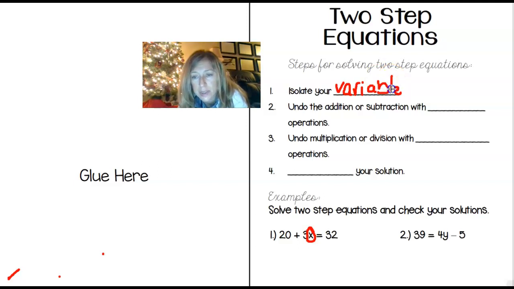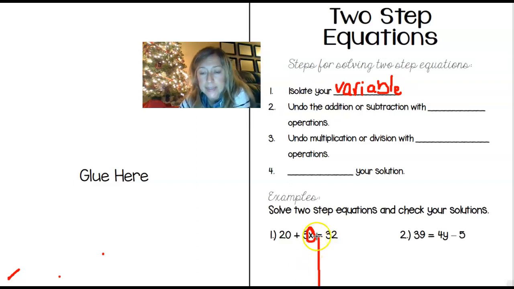This is a really big skill for 7th graders, so make sure you really are paying attention to this, okay? Undo the addition or subtraction with, well, let's talk about this for a second. I'm going to draw a line down so you can see that this is two sides of the equation. I need to get the x alone, but right now there are three x's, so I can't just separate those. I need to first of all get rid of any addition and subtraction.